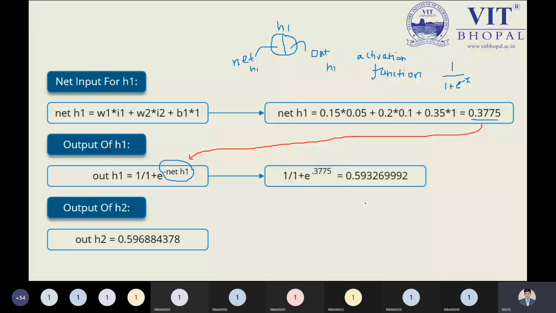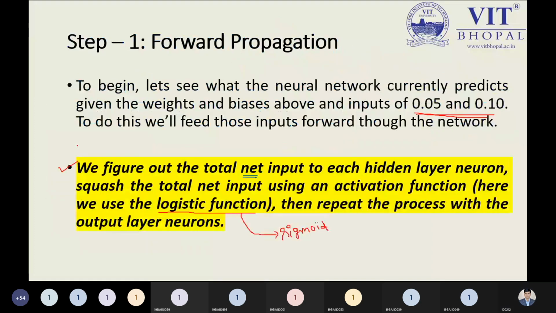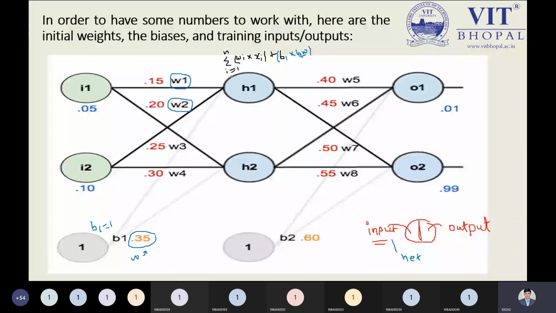Yes, sir. So you have observed an important point over here as I'm speaking again. This is what we have done with H1, and after H1, that is our hidden layer, we have H1 and H2.